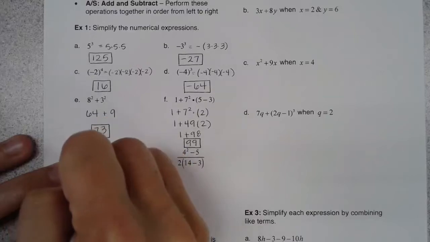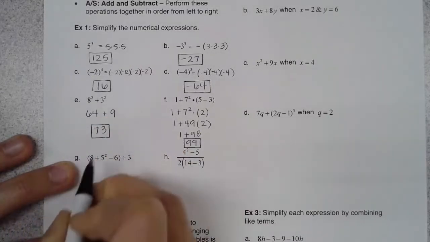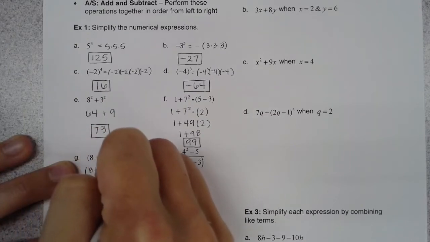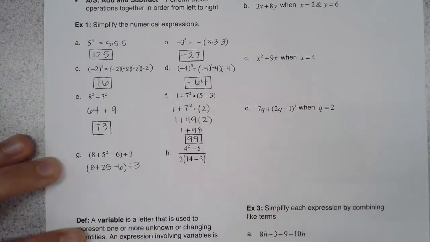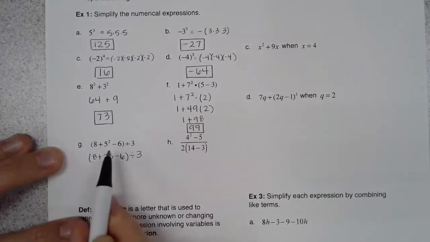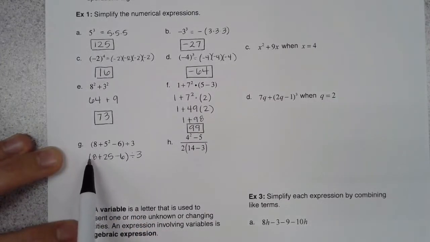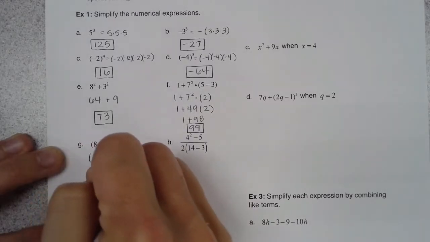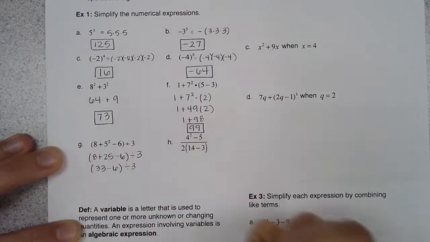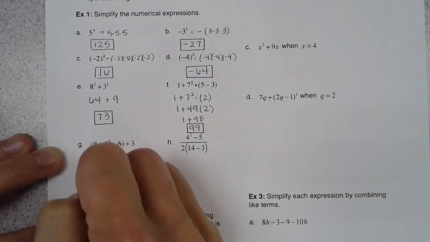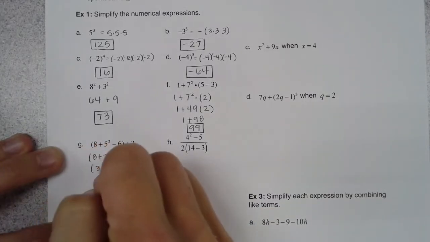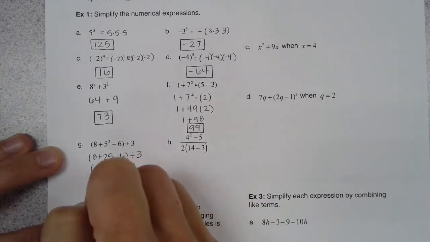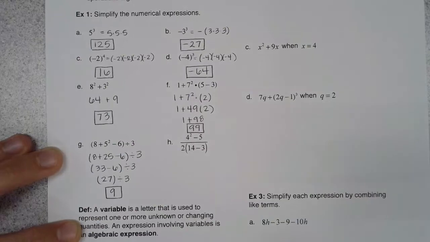Here on G, I'm going to start inside the parentheses, and then I'm going to do the exponents part first. So 8 plus 25 minus 6. And then that'll all be divided by 3. So I'm going to continue my work in the parentheses. I do addition and subtraction together as I see them from left to right. So this will be 33 minus 6 divided by 3. 33 minus 6 will give me 27. I can drop the parentheses here if I want to, or it's also okay to keep them. And then 27 divided by 3. The correct answer for that one in simplified form would be 9.